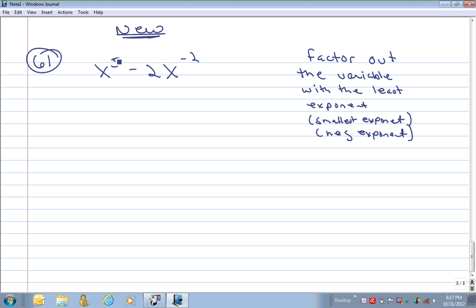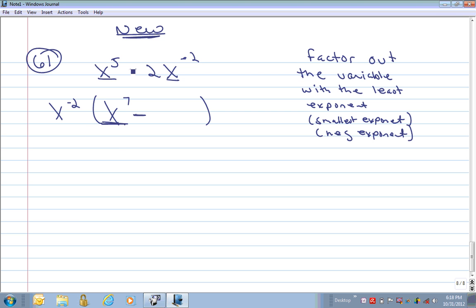So if I look at x to the 5th and x to the negative 2, obviously x to the negative 2 would be the smaller exponent. So they both have an x, but negative 2 is smaller than 5. So I'm going to factor out x to the negative 2, and then I'm going to put a parenthesis. And then I have to just think a little bit. We know when we multiply bases of our variables, we add exponents. So x to the negative 2 times something gives me x to the 5th. When it's added to negative 2 would give me 5, and I believe that would be 7. So negative 2 and 7 would give me the 5.